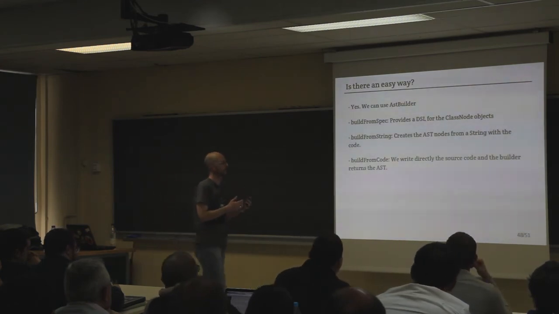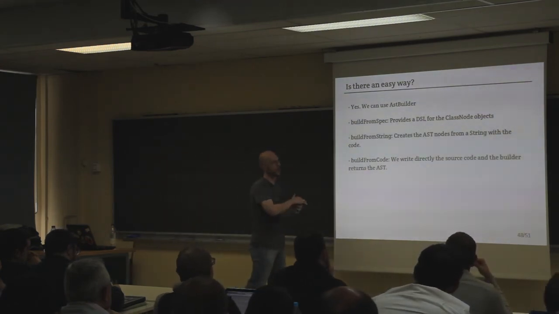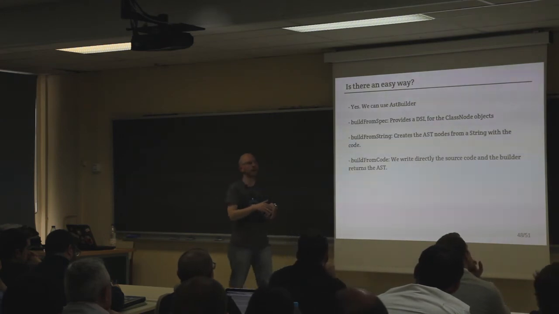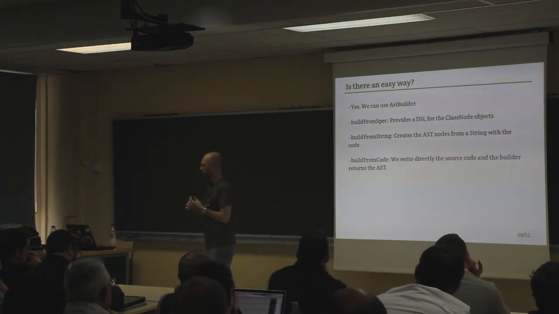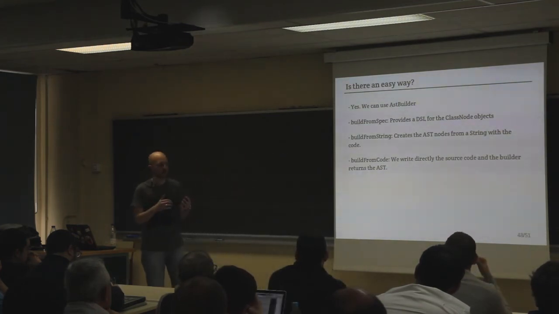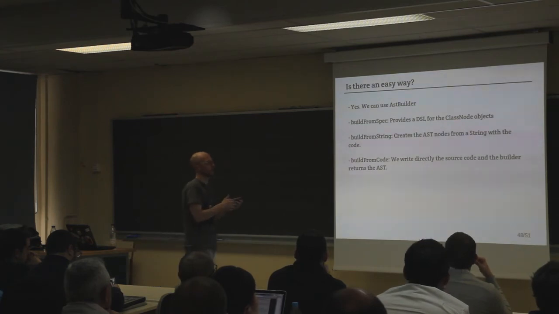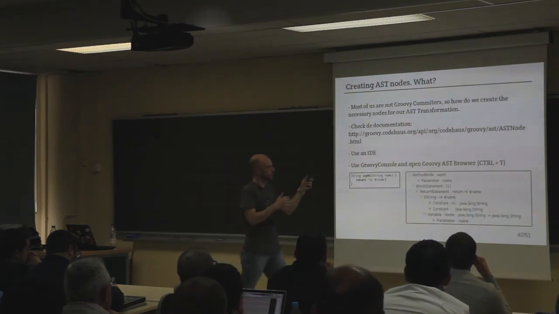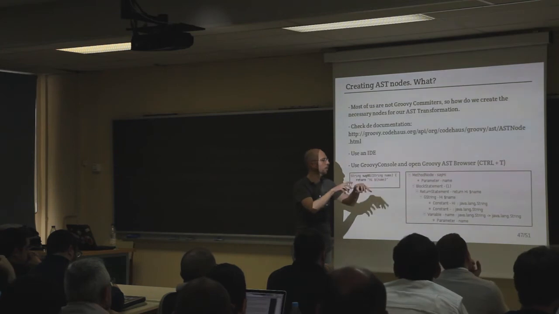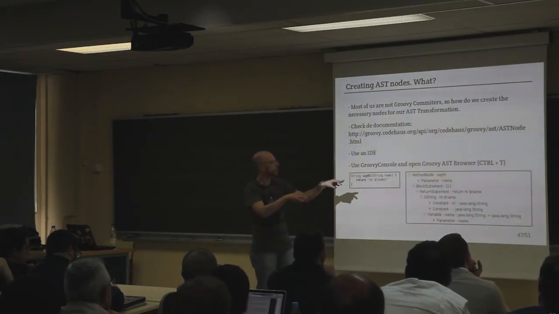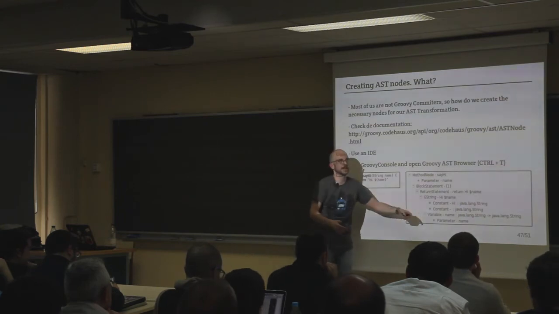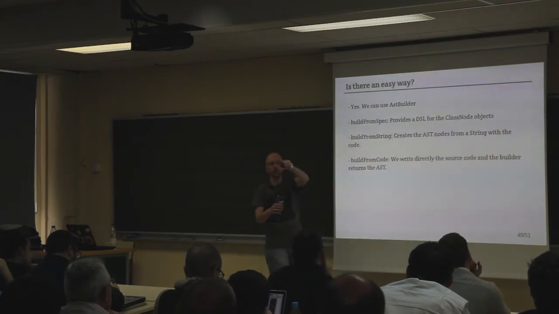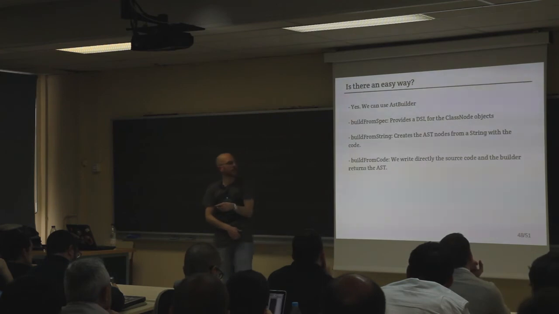The AST builder provides three different methods to help us create an AST. We can use buildFromSpec. It is a DSL over these class nodes. So we write this code, but instead of writing new BlockStatement with a lot of parameters, new ReturnStatement, we use this as a DSL. I mean, block statement, curly brace, return statement, something like that.